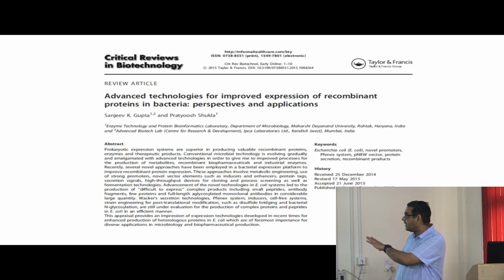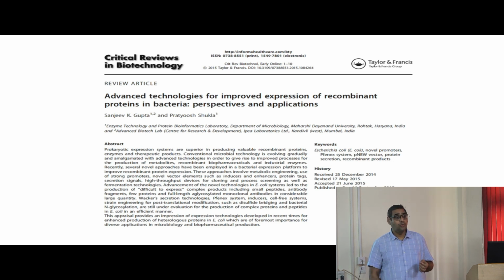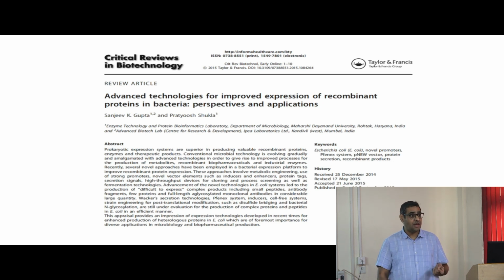Now, regarding advanced technologies for improved expression of protein, if you really have good expression and high yield, then your problem is sorted out. This is the biggest challenge possible, and conventional technologies are evolving, but they are not able to give good production. So we say it is a novel platform or microbial platform technology. We developed this technology in our lab in collaboration with IPCA laboratory, and it will give you very improved and highly efficient production of therapeutic proteins.